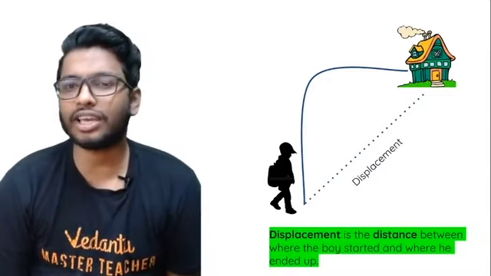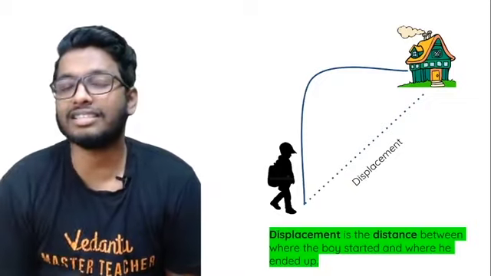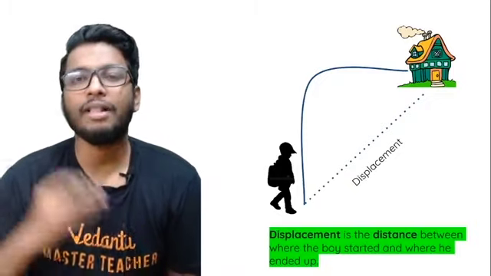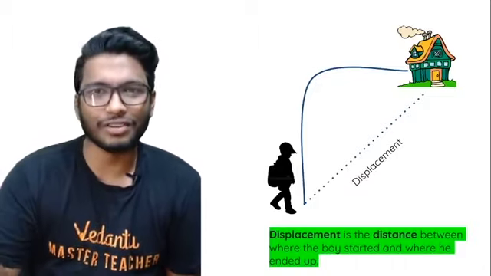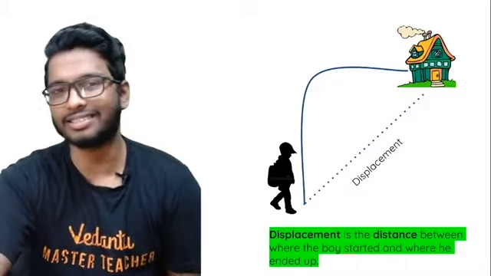In other words, you can see it as the shortest distance between two different points. That is what is called displacement. Now, I know that many of you guys are still confused about it. So let's take another example. Don't worry, guys. All right.